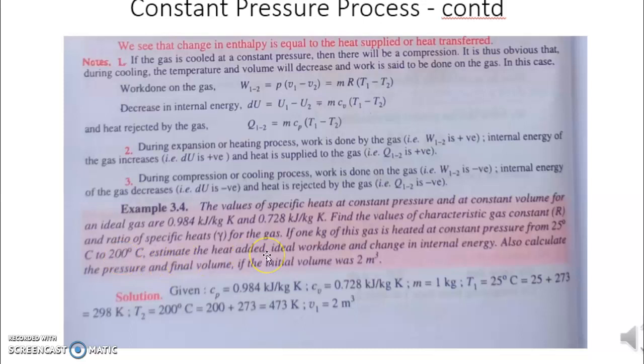Estimate the heat added, ideal work done, and change in internal energy. Also calculate the pressure and volume. The initial volume is 2 meter cube. After understanding the problem, write the data one by one.